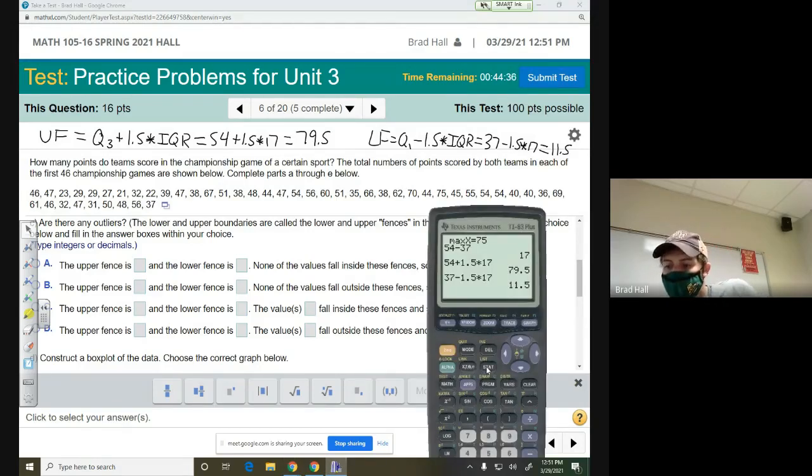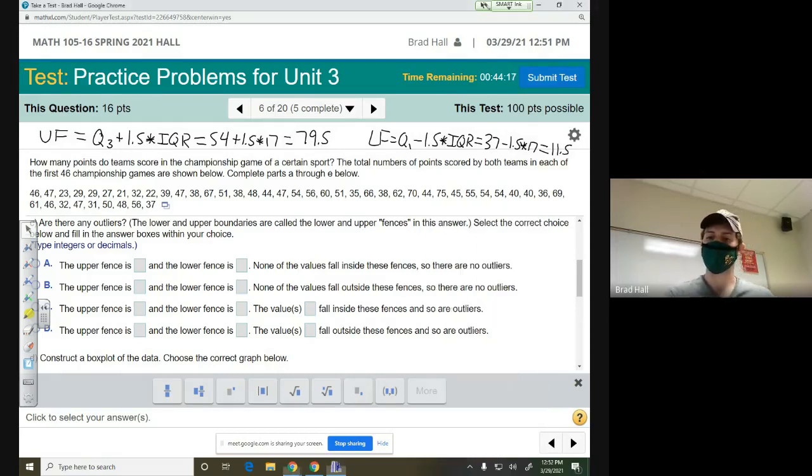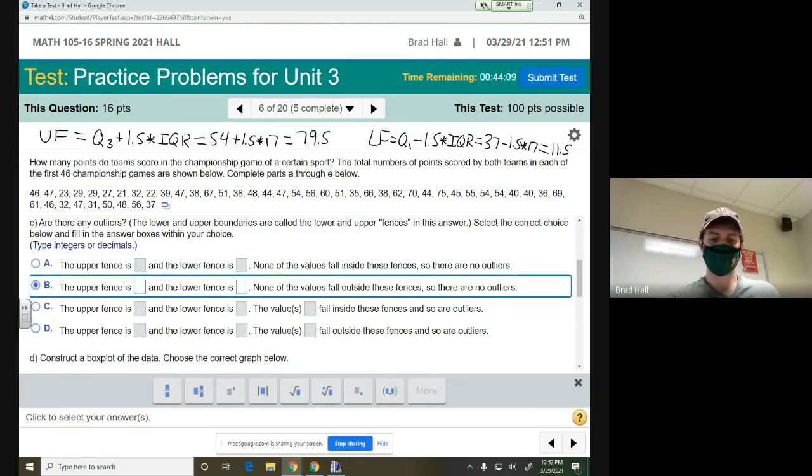well, if we go back to the one variable statistics, it tells us that the minimum is 21 and the maximum is 75. The minimum is above the lower fence and the maximum is below the upper fence. There couldn't be any values that exceed in either direction. So there's no outliers because there's no values that fall outside of that boundary. So I'm going to pick answer choice B in particular because none of the values fall outside. That makes sense. Outlier, outside.